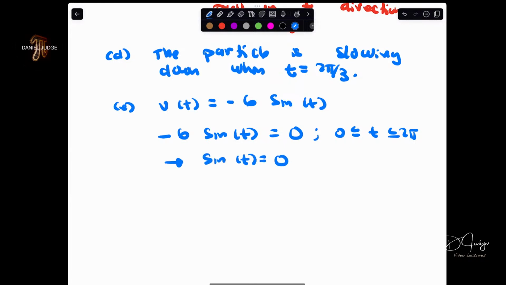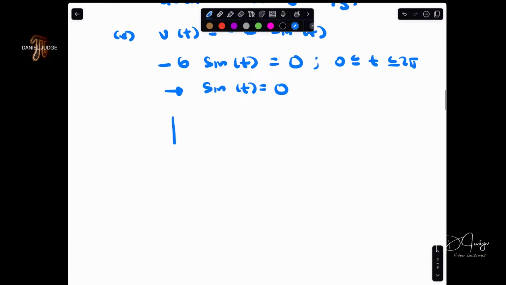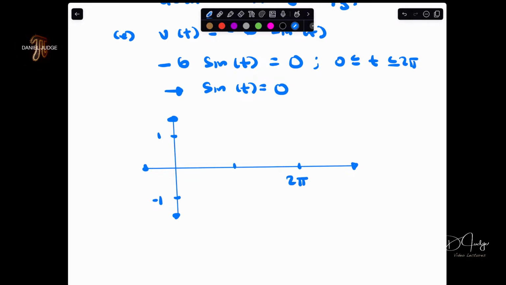So the question is, where is sine t 0 for the interval 0 to 2 pi? Now, again, what you should know is that the graph of the sine curve, there's various ways to do this. I discussed this in class, but this shows up quite often in STEM classes. We want to know, this is 3 pi over 2, essentially where sine is 0 now. So look at the sine curve.